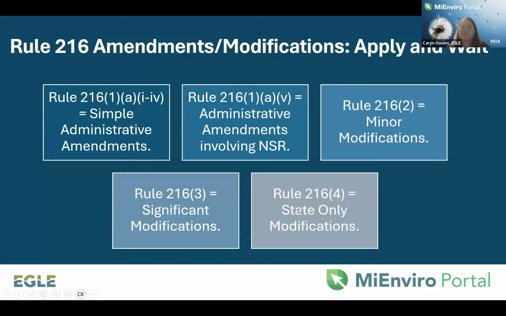And then we have our state-only modifications under 216.4. These are conditions that are not federally regulated, mostly like toxics that are subject to Michigan's toxics rules. They will have a footnote 1. Once we make these types of modifications, we would just issue the permit. That does not need to go through EPA review, similar to your simple administrative amendment. So that's just a refresher on what those rules mean.